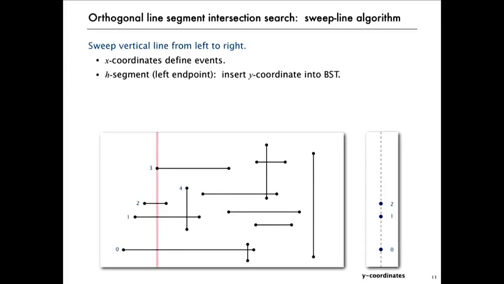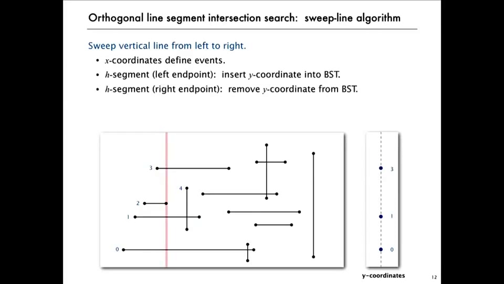Another kind of event is that we hit the right endpoint of a horizontal line segment. In this case, we hit the right endpoint of line segment 2. At that point, the right endpoint of a horizontal line segment, we just remove it because we've processed that line completely. In this case, we didn't find any intersections. So left endpoint, insert the y-coordinate into a BST. Right endpoint, remove that y-coordinate from the BST. So the BST contains the y-coordinates of all the horizontal lines that currently might involve an intersection.